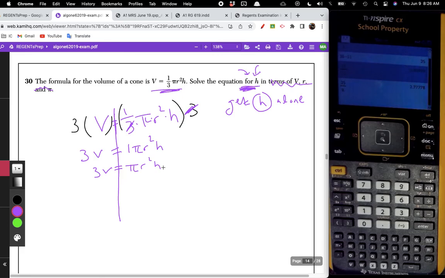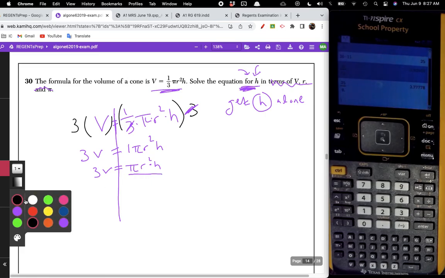Still got h hanging out with pi and r squared. Like we said before, these are multiplying times h. And since they're both multiplying, I'm just going to divide them both out at once. It's going to look a little more confusing if you divide pi first and then divide the r squared. So I'm just going to do it all in one step here. I'm going to say, well, it's pi times h and r squared times h. So I'm just going to divide everybody.